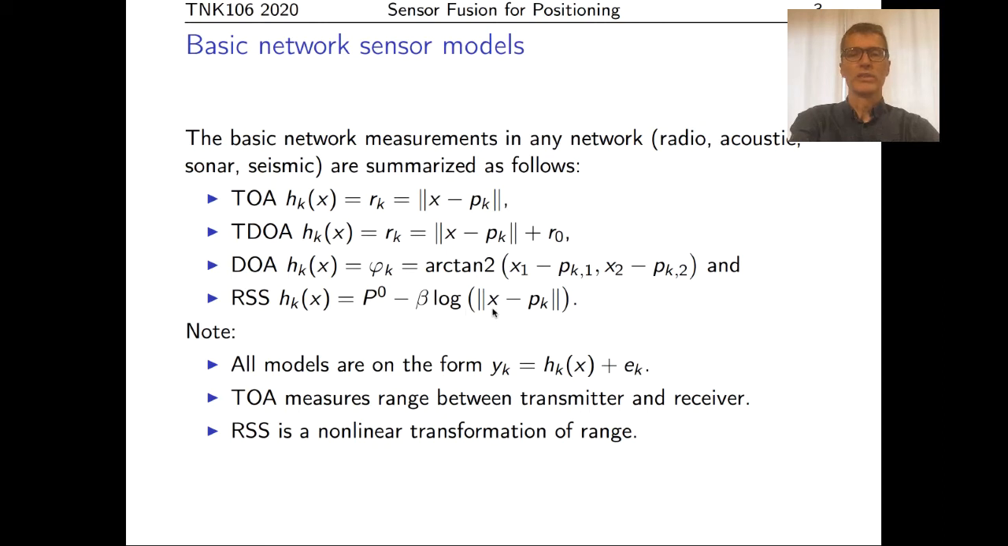So we can note that they are all of the same kind. We can express what we measure as a function of the position of the transmitter using some nonlinear transformation, h of k here. The time of arrival, as I said, measures range between transmitter and receiver, while RSS is a nonlinear transformation of range.